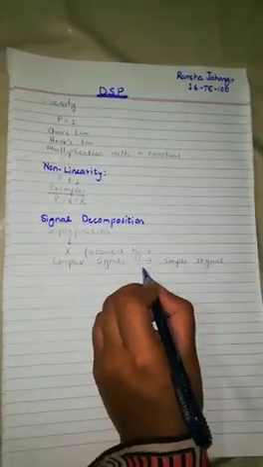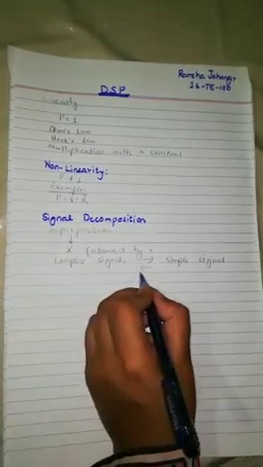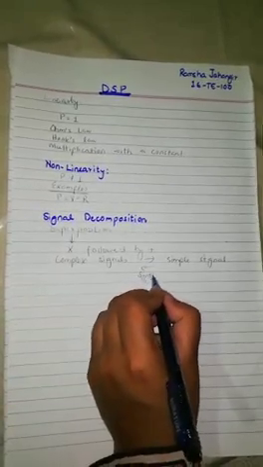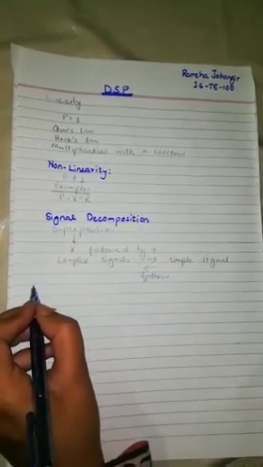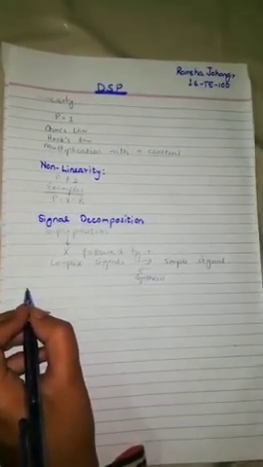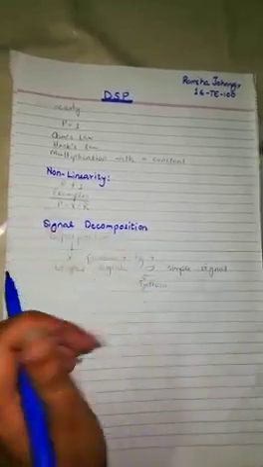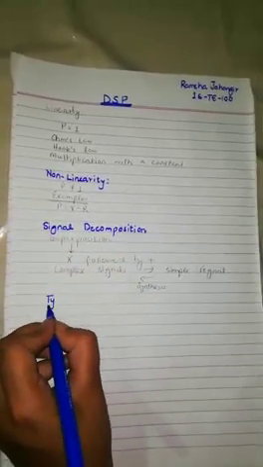When we go from simple signals to complex signals, this is called synthesis. Synthesis is the process of artificially creating the signals. So now we'll discuss the types of signal decomposition. There are basically 5 types.